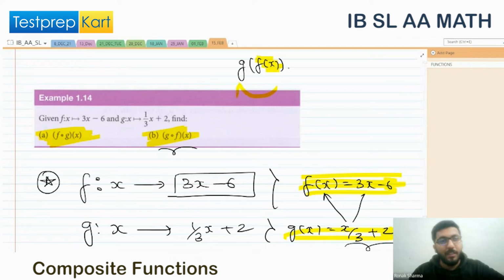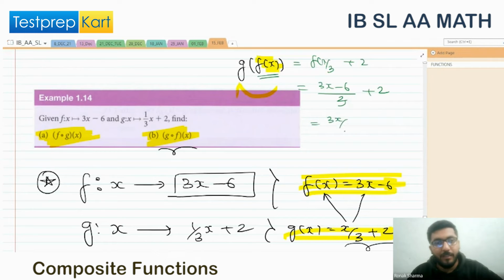So if I'm asking you g of f of x, you put f of x in place of x wherever you have x in the function g of x. So this will become f of x by 3 plus 2. And what is exactly f of x? That is 3x minus 6. So 3x minus 6 by 3, plus 2. This will become 3x by 3 minus 6 by 3 plus 2. So are we getting x again?